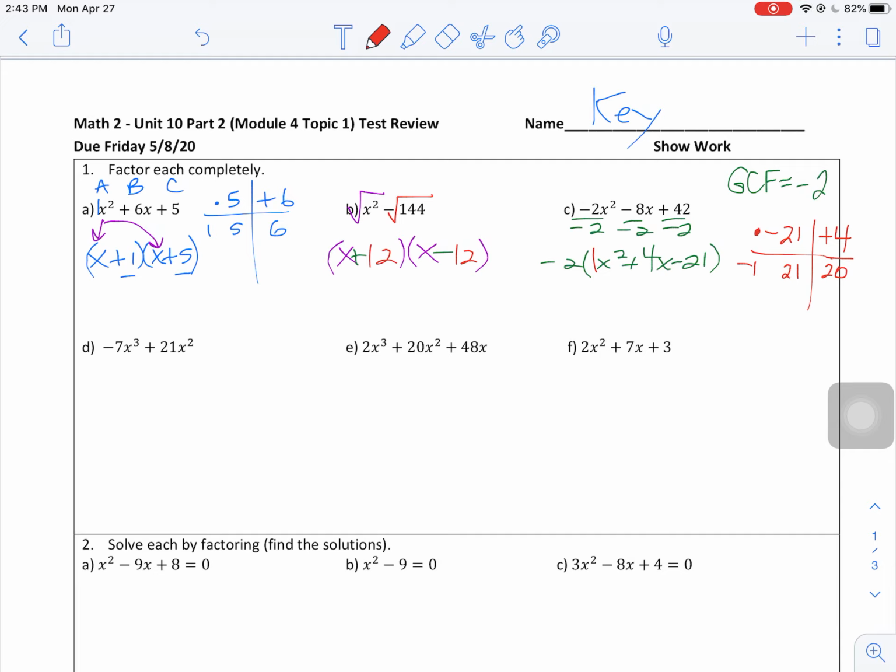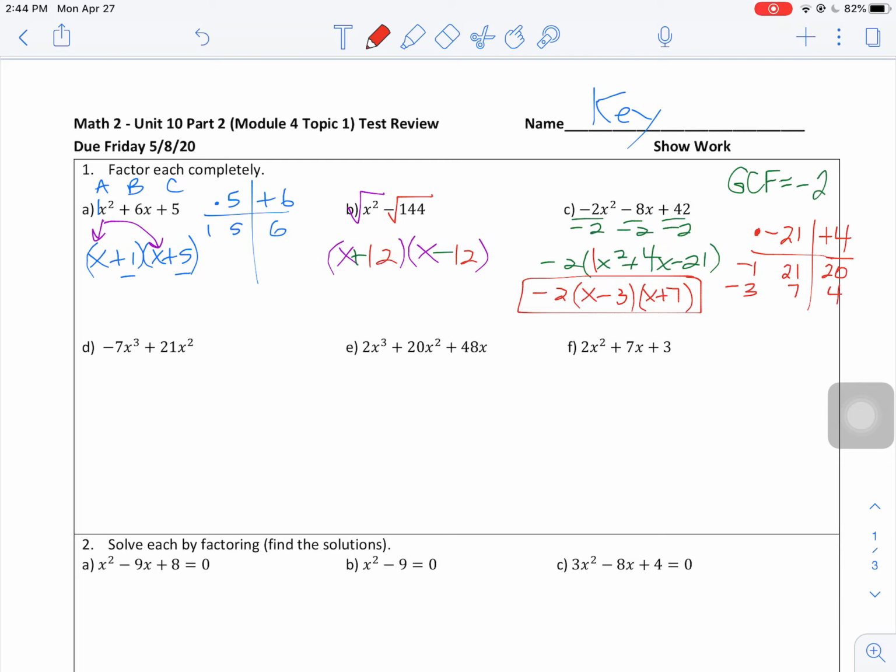21 divided by 2 is a decimal, so I won't even bother writing that down. Let me try 3. 21 divided by 3 is 7. Bigger number has to be positive because I'm trying to add up to a positive 4. And sure enough, that works. So make sure you drag down that negative 2 in the front. And then the leftovers are the basic trinomial that get factored into x minus 3 and x plus 7. And there you go. That's your answer.